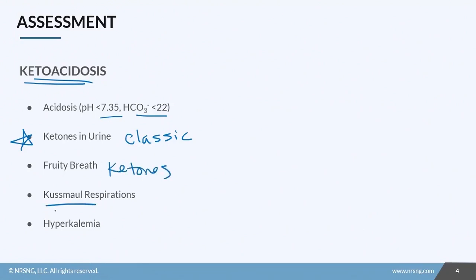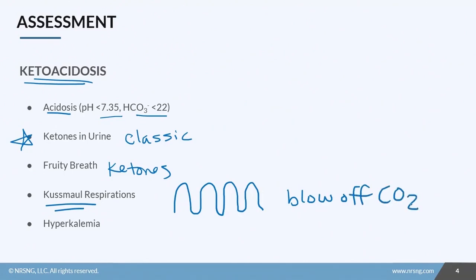And then Kussmaul respirations. Why Kussmaul respirations? Well, this is when they breathe really fast and really deep breaths. They look really uncomfortable, actually. Why are they doing this? Well, they're in acidosis, right? So their body is trying to blow off that CO2 to try to decrease the acidosis and bring their pH back up. It's trying to do that as fast as it can. Problem is, patients can only breathe like this for so long. They're going to get really fatigued. They're going to get worn out.